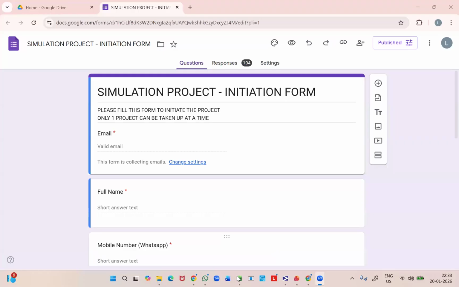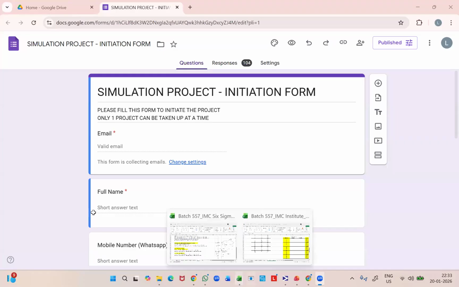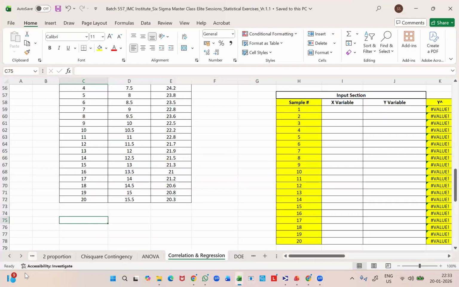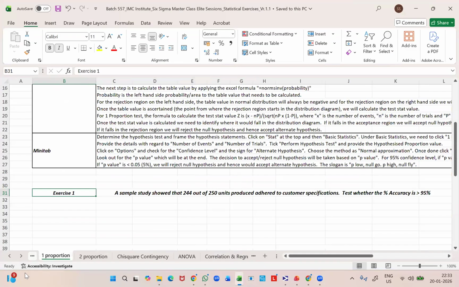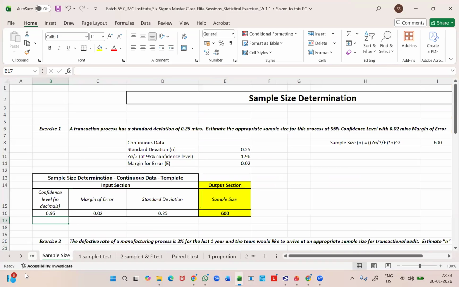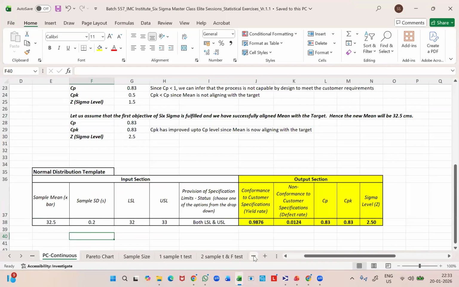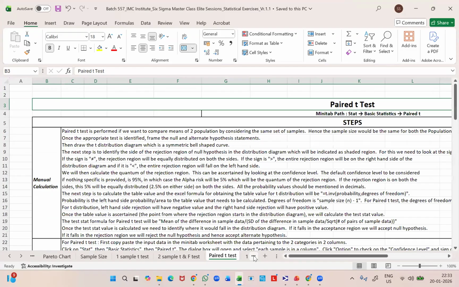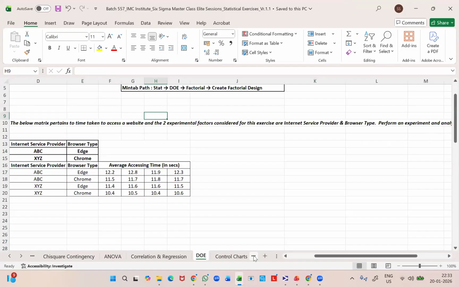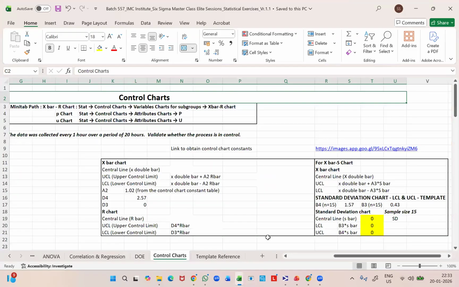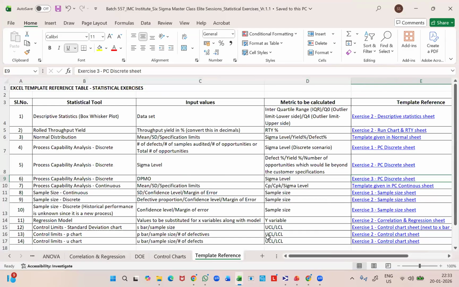So tomorrow and the day after, as I told you, we'll be looking at the Blackwell specific curriculum. So let me just share my screen and I will show you how to handle all these exercises that are likely to come as questions in the Greenbelt final assessment. So let us go to the first sheet in the exercise file, or we will look at the template reference and then go to the appropriate templates. The template reference will be the final sheet in the exercise file.